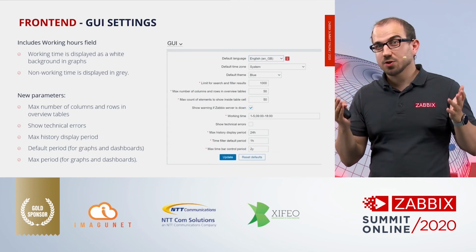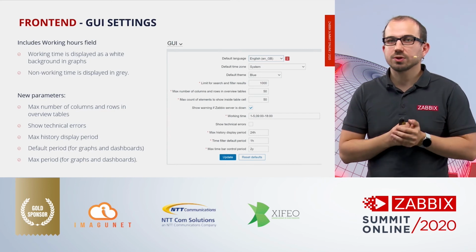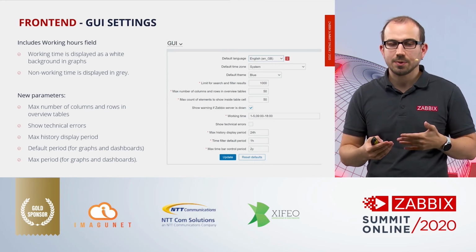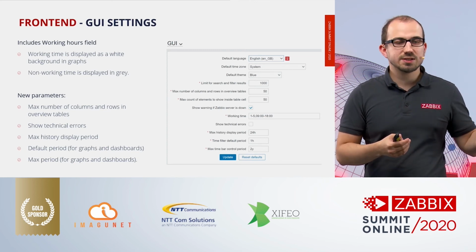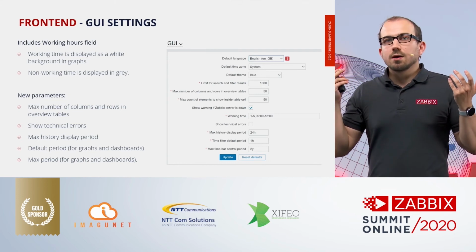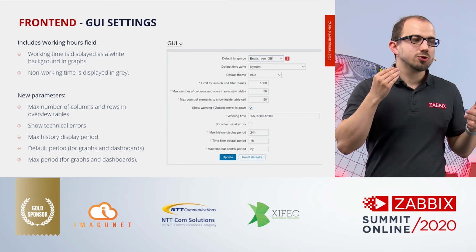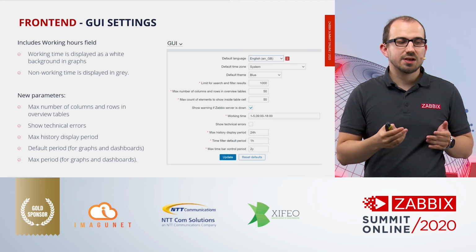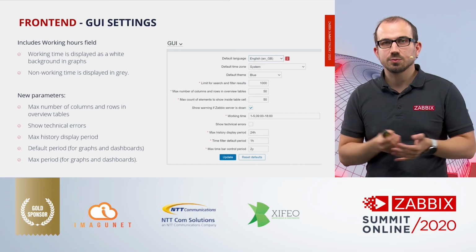If you didn't notice the working hours field before, let me break it to you. Working time is displayed as a white background in the graphs, and the gray background means it's non-working time. It helps you understand, for example, how the load of your environment changes when everybody is in place and working, and when everybody is sleeping at home. New parameters: max number of columns and rows in overview tables. You can now define whether anyone except the Zabbix superadmin should see technical errors in the front end, saving a less experienced user from a small heart attack when they see an error they have never seen before.